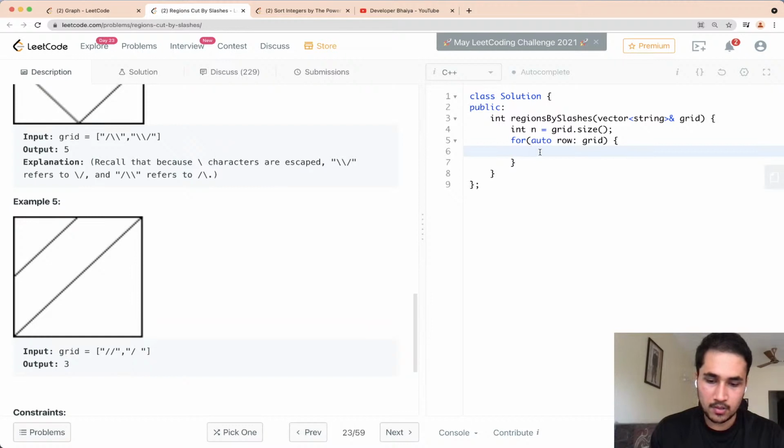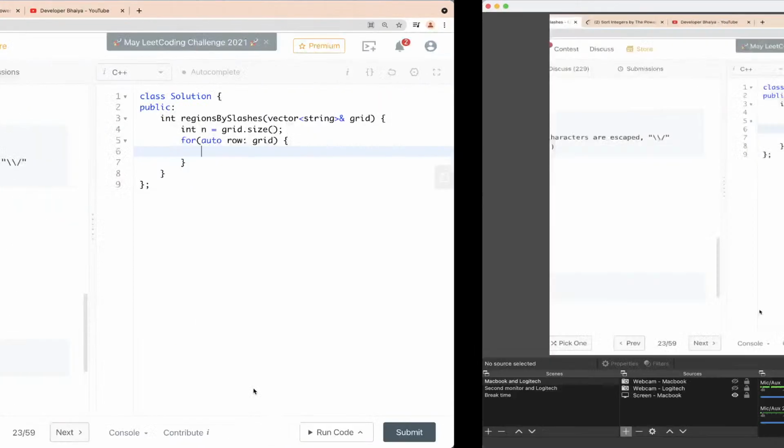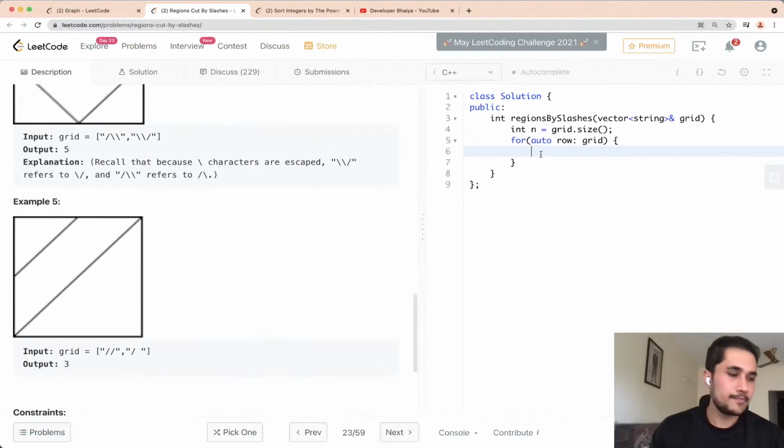So it's a square grid, first of all, right? And we have to drag blanks as well in that. All right, cool.